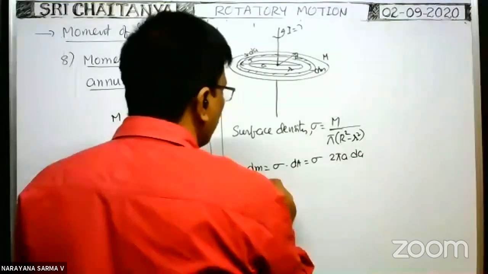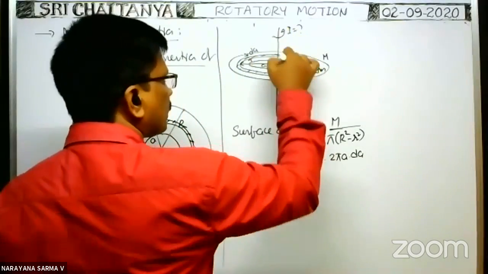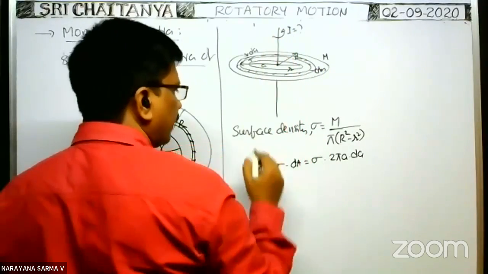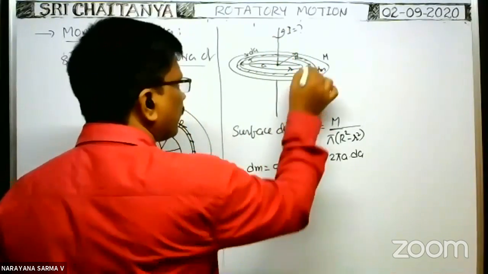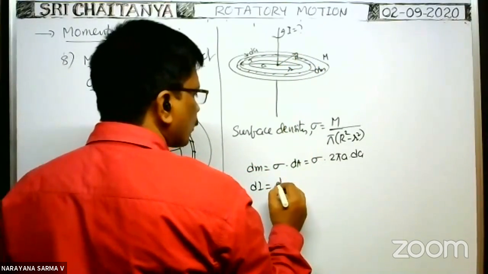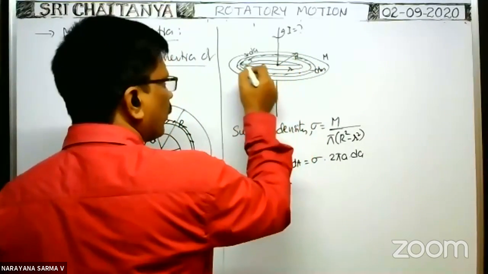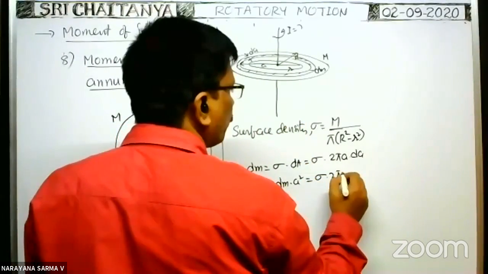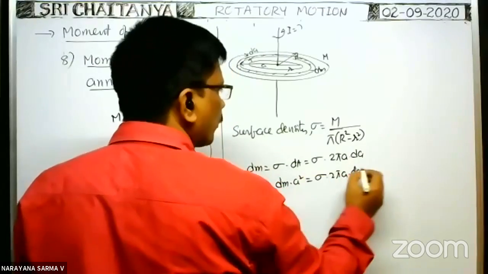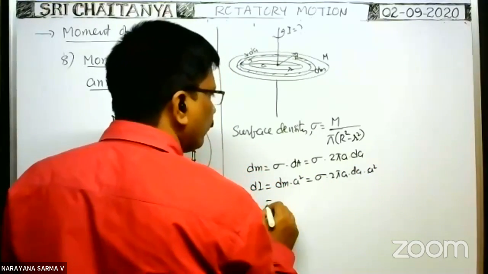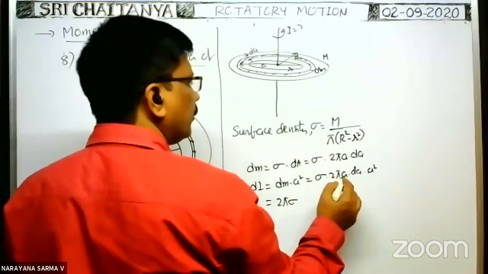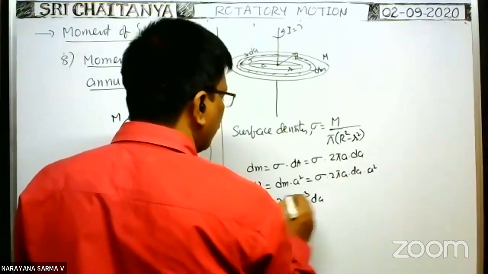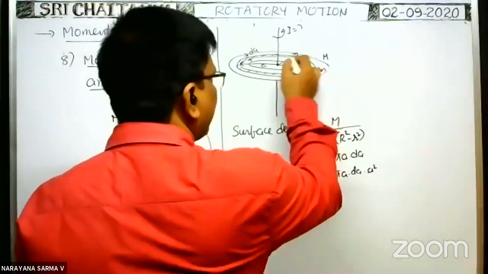Therefore, the moment of inertia of this circular element about this axis: as this element is in the form of a circular ring, it is the natural axis for the circular ring. That's why the moment of inertia of the circular element is equal to mass dm into radius square, a square. That is dm, which is sigma into 2 pi a into dA, into a square. Therefore 2 pi sigma into a cube dA. It is the moment of inertia of the circular element considered.